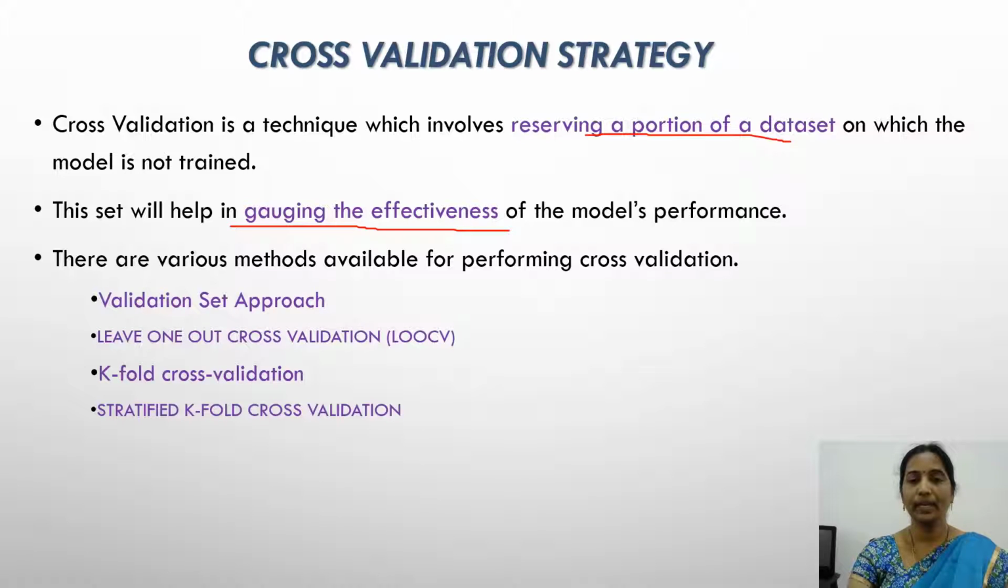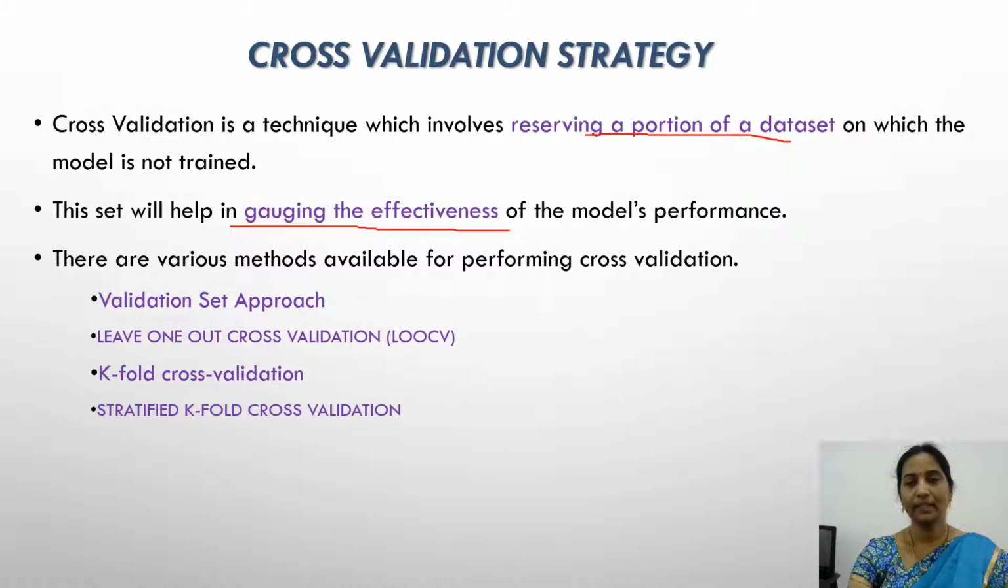That is why we have to use a separate set that is not shown during the training of the model, and such a data set is required to gauge the effectiveness of the model. This strategy is called the cross-validation strategy. So how do we validate our model? We use that strategy. That's why it's called the cross-validation strategy.